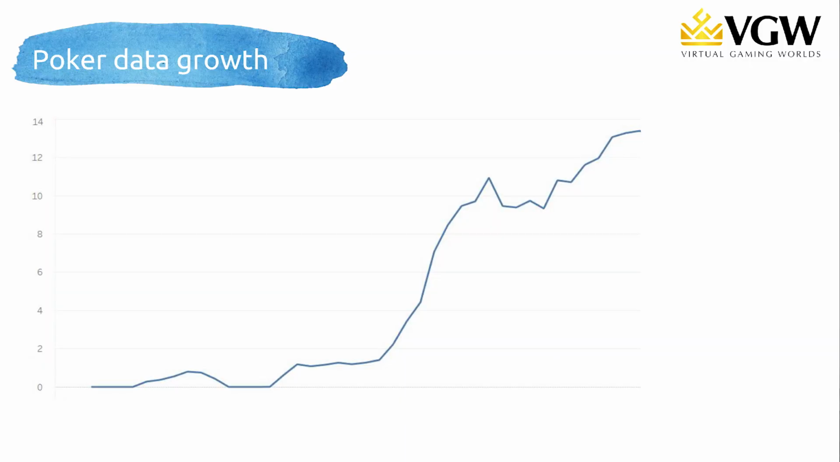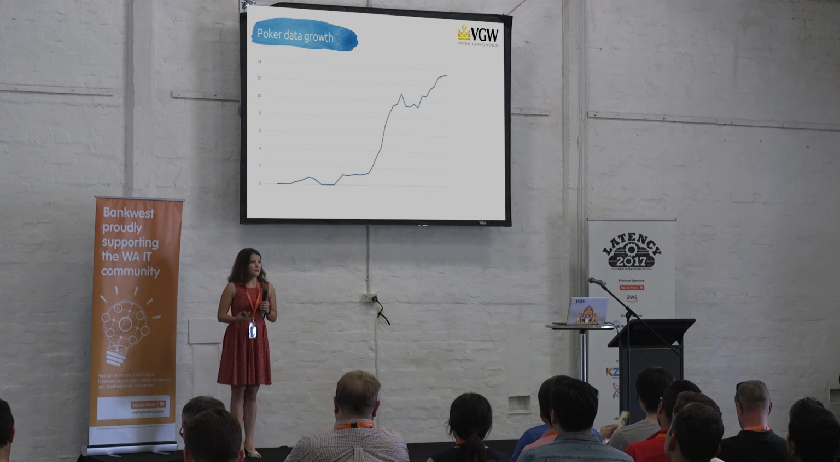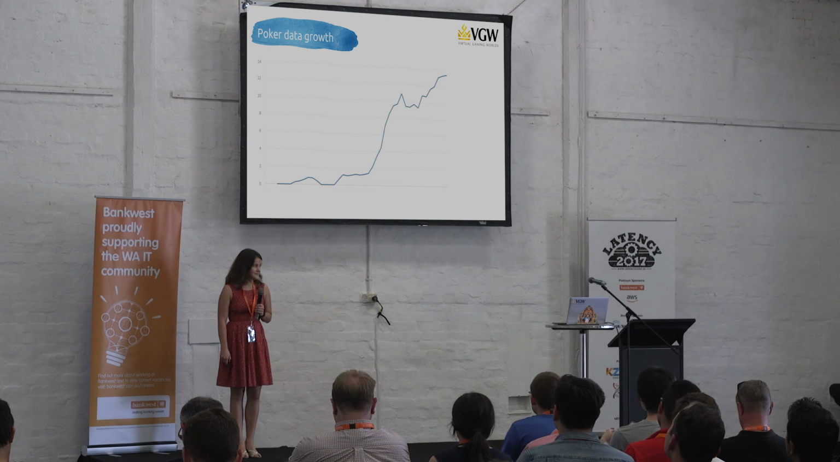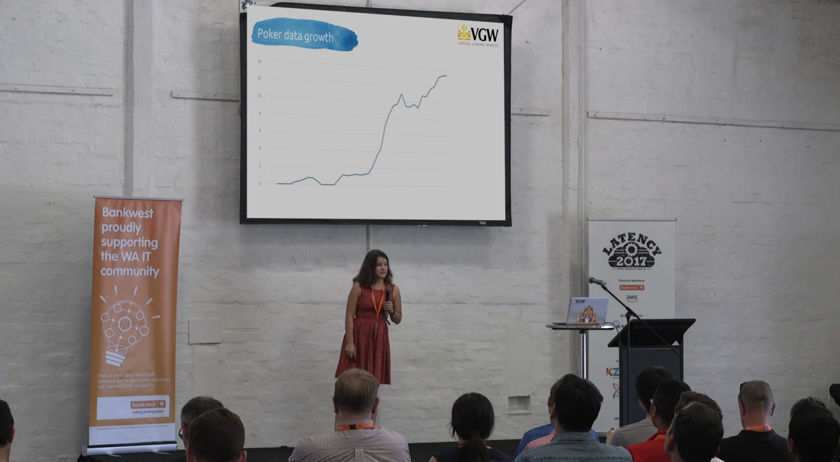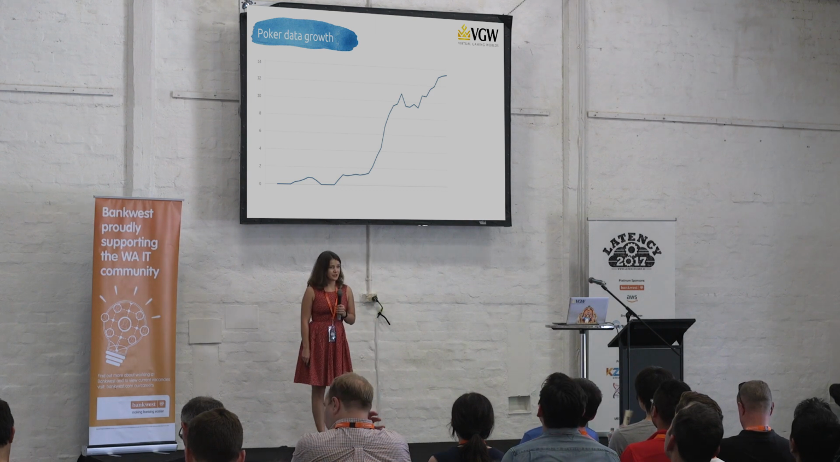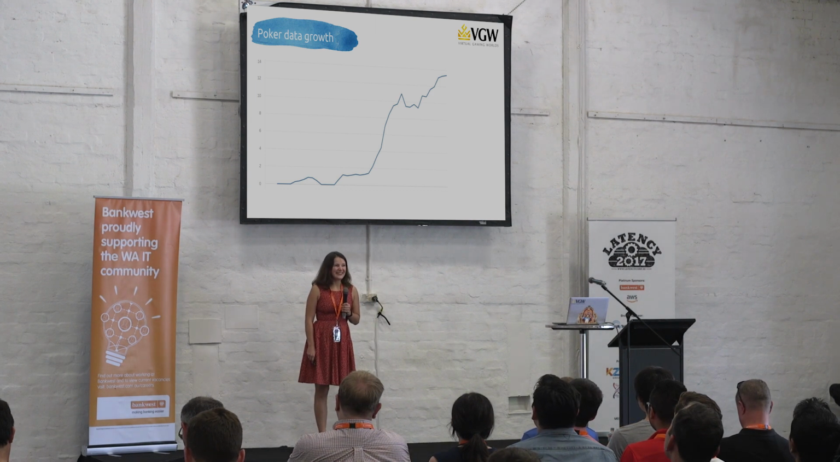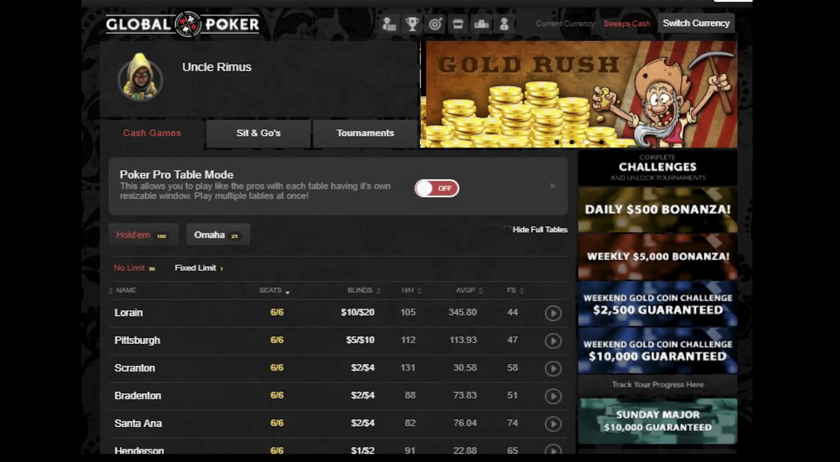Poker experienced massive growth. And with this growth came growing pains, especially for the data and analytics team, of which I'm part, in terms of processing, analyzing, and reporting on vast amounts of data. Ever since I joined VGW in 2017, I pretty much worked on poker exclusively, and I had to learn fast. So this is our Global Poker lobby. Customers can jump on the website and select the table they want to play on.